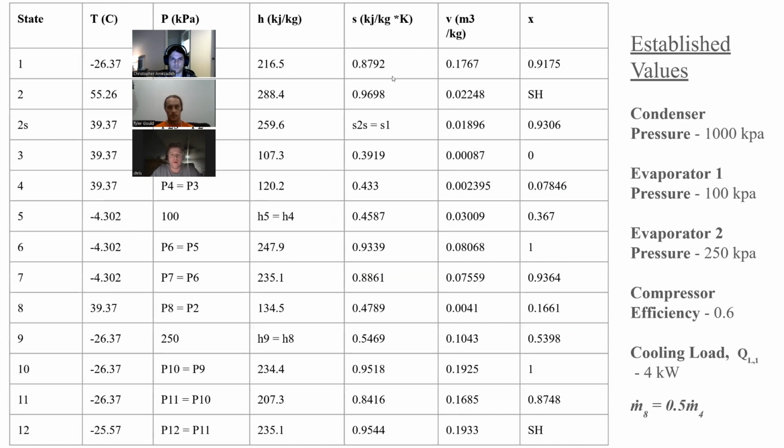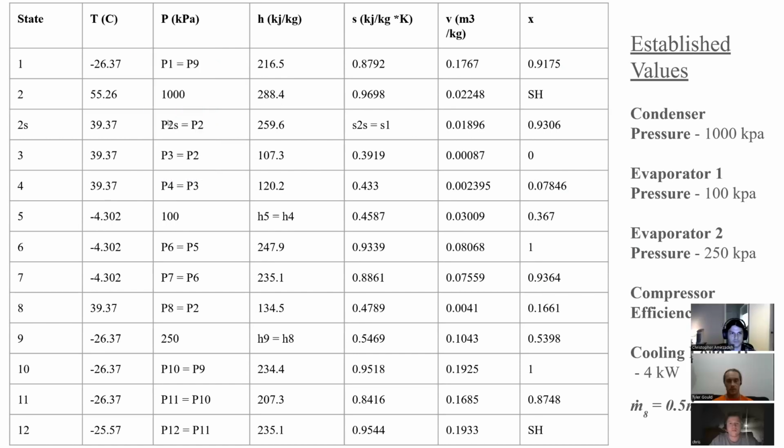All right, now what we have here is the state table. Basically, this is a table that's filled with all of the values, the properties at each of the states that we just described. These values were calculated through EES, and they were all calculated based on these established values here with the condenser pressure of 1000 kPa, evaporator 1 at 100 kPa, evaporator 2 at 250 kPa, and the compressor efficiency at 0.6.